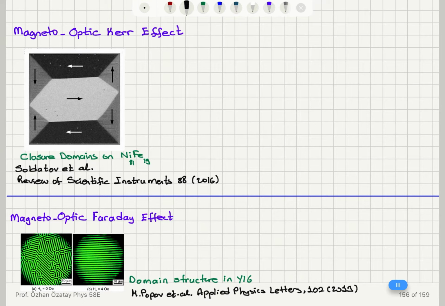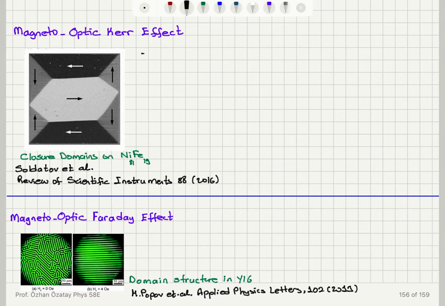Another very useful method is the magneto-optic Kerr effect. This is based on the interaction of polarized light with magnetic moments at the surface. So we see a clean picture of the magnetic structure by looking at the rotation of the polarization of the reflected light from the surface, and that's called the magneto-optic Kerr effect, and it comes in three possible configurations.